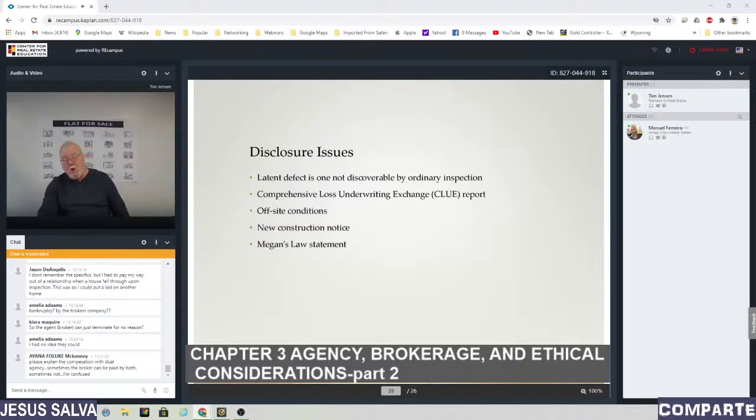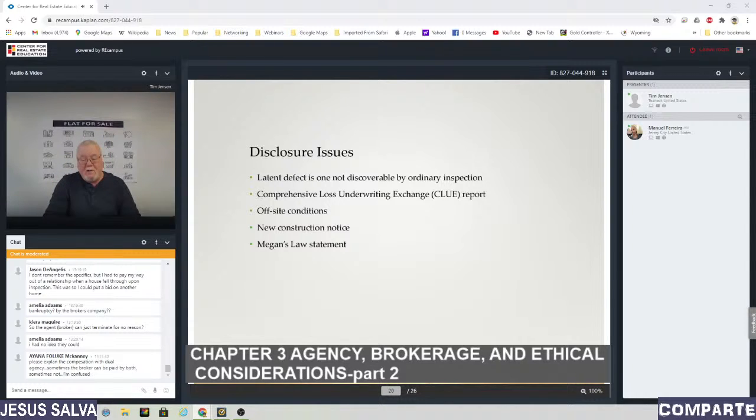Now, if you're buying new construction, there's an added protection to the buyer in that if an off-site condition exists and is discovered, the buyer has an additional 5 days in which to cancel the contract for that purpose. That they discovered something off-site that could affect me as a buyer, therefore I'm going to cancel the contract and get an extra 5 days for that.